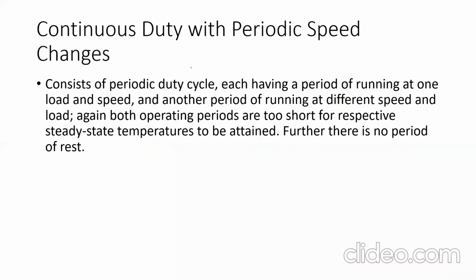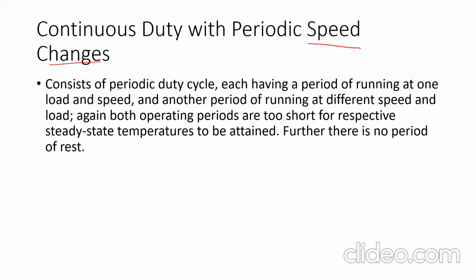Next is the continuous duty with periodic speed changes. For some time the machine is running with speed omega m1, and after some time it is running with another speed, omega m2. For some time it is running at 500 rpm, for some time at 1000 rpm, again at 700 rpm. There are speed changes. Such a type of duty is also there.